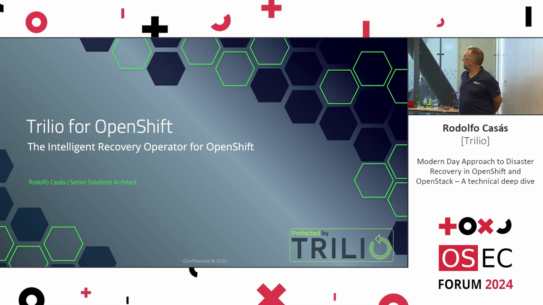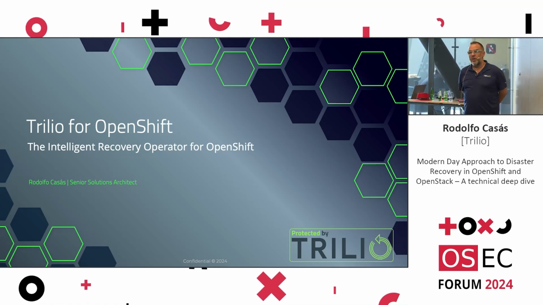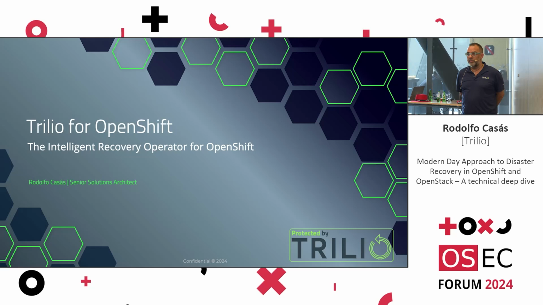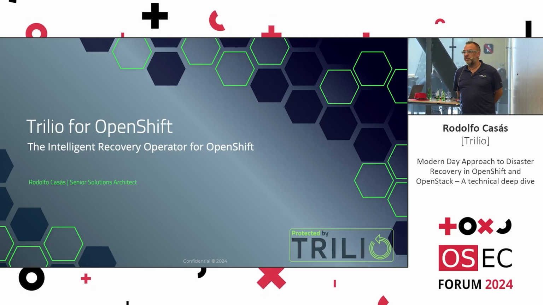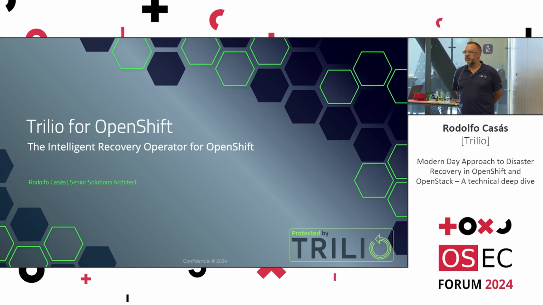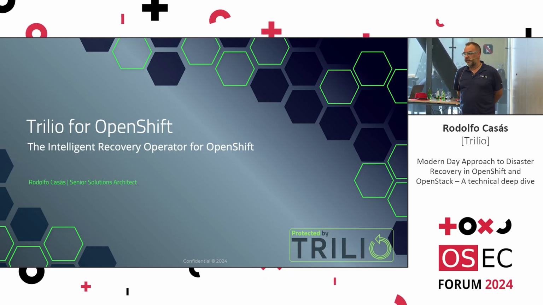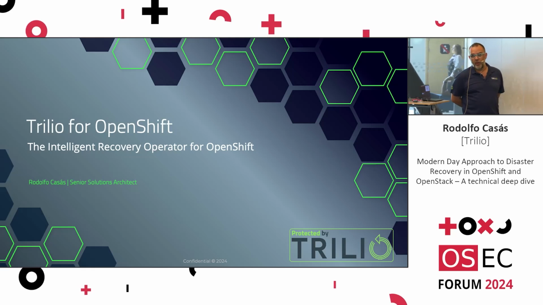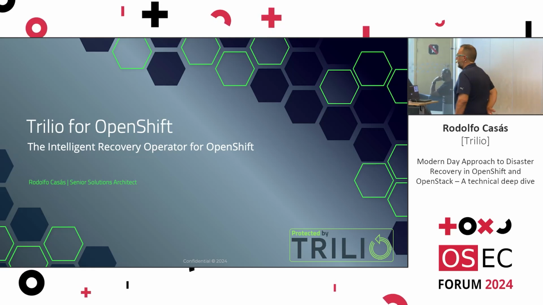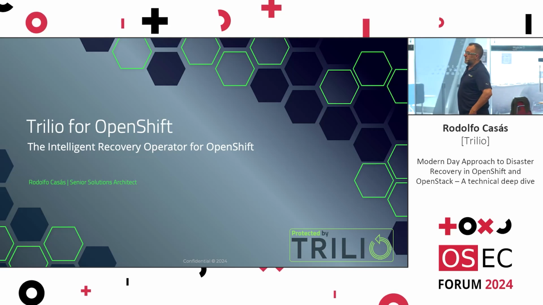My name is Rodolfo Casás. You have it over there, Senior Solution Architect at Trilio. We do 2 things now. We used to do 3, but Red Hat Virtualization is end of life very soon. So now we protect OpenStack and Kubernetes, okay? And specifically, Red Hat OpenShift, Red Hat OpenStack. Red Hat is, I would say, our biggest partner, okay?